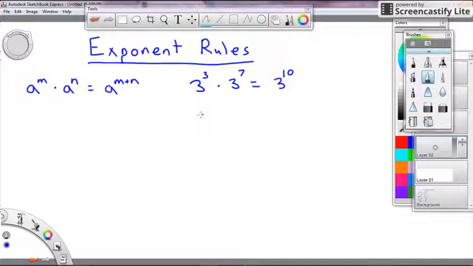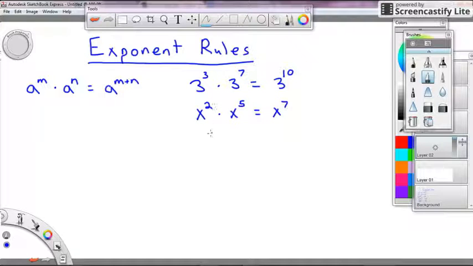Let's do another one. This works for variables as well. So if I have x to the second power times x to the fifth power, my answer is going to be, I'm going to keep the same base and add my exponents. X to the 2 plus 5 is 7th power.